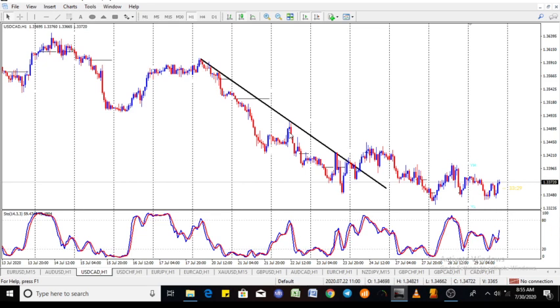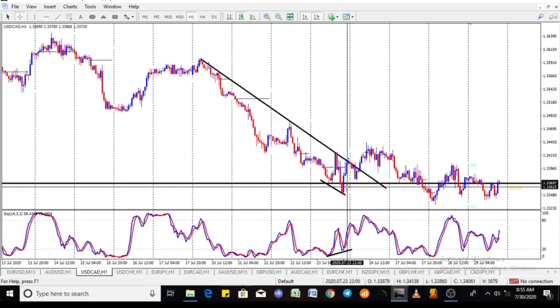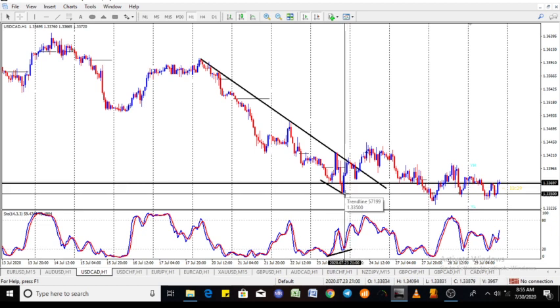Now we got a divergence to buy here, right? We got a divergence to buy here. And what happened here? We bought at the close of this candle, this bullish candle. We covered at the close of the bullish candle.